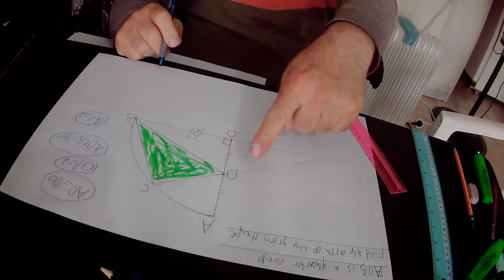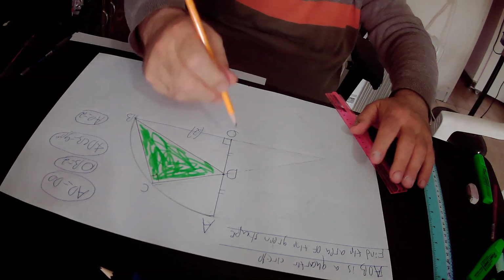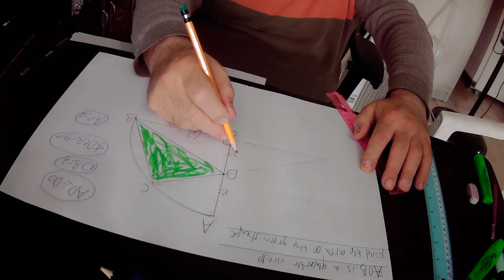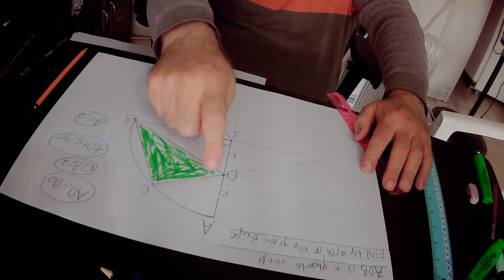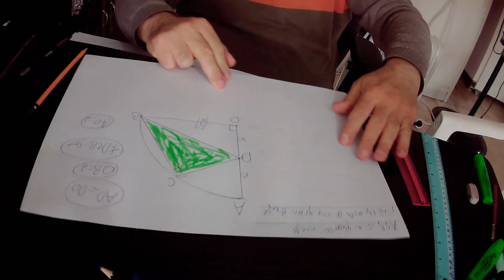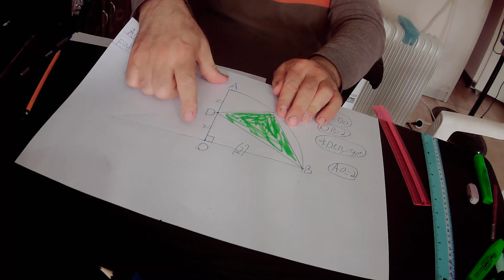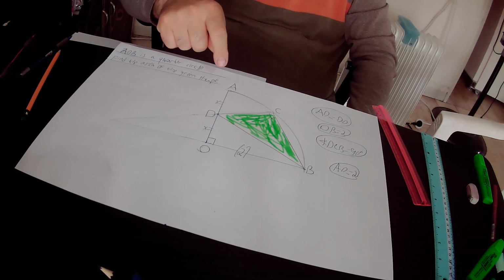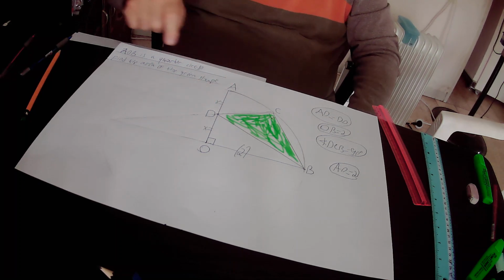And we also know that AD equals DO. So if we define the length of line segment AD as x, then the length of DO must also equal x because they are equal to each other. AD plus DO equals AO. AD is x, DO is x, therefore AD plus DO is x plus x, and x plus x equals AO, but AO is 2, therefore x plus x equals 2.